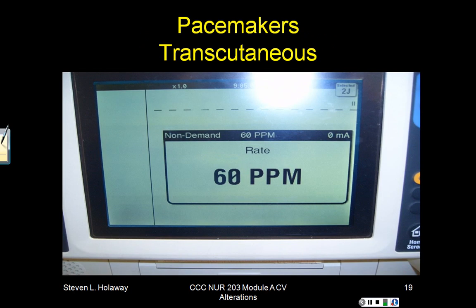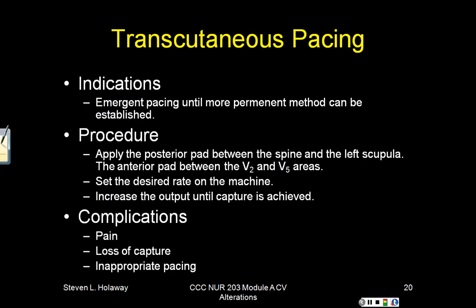Okay, again, there's that one. So let's just talk quickly, a brief summary of what we've talked about with transcutaneous pacing. We're going to look at the indications: emergent pacing until more permanent methods can be established. That's why we would use transcutaneous pacing. The procedure: we're going to apply the posterior pad between the spine and the left scapula. We're going to put the anterior pad typically in the areas of V2, V5. Those are the areas we talked about applying EKG leads.